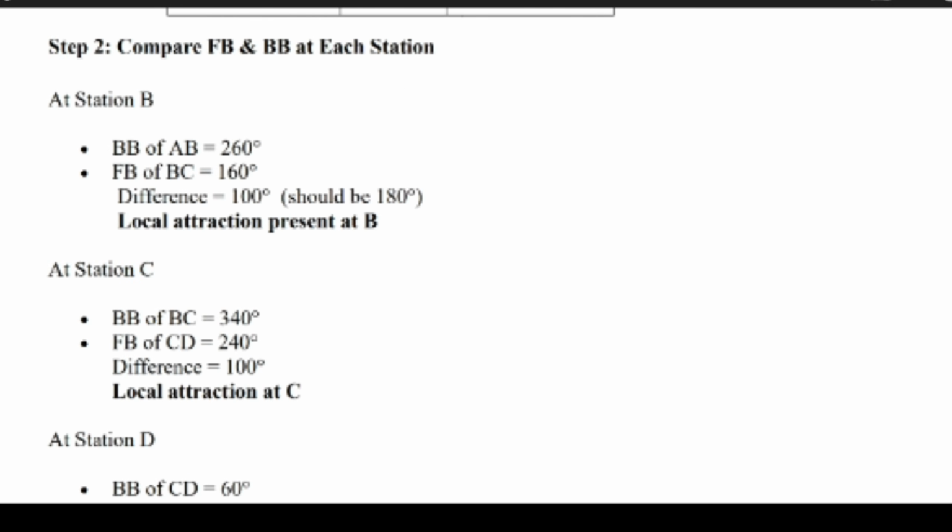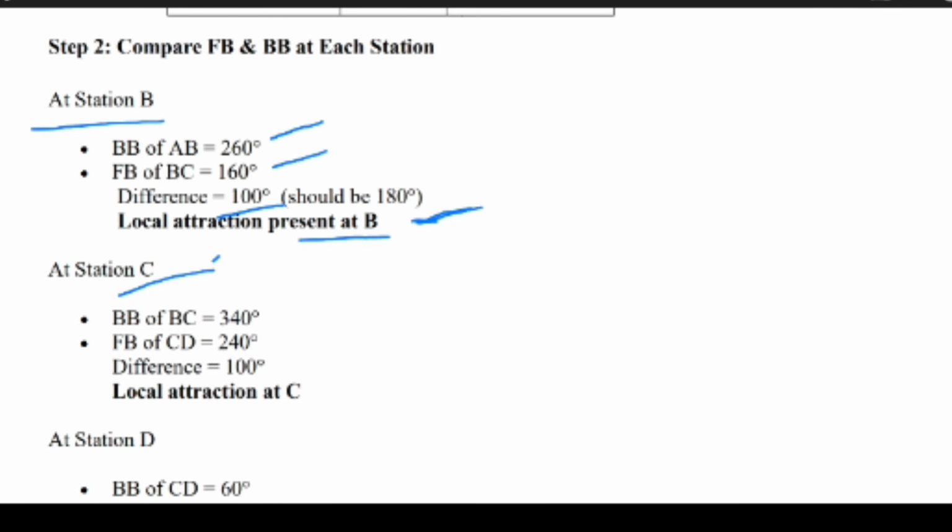I have to substitute the fore bearing value in the above equation. So now we need to find the fore bearing and back bearing of each station. Let us consider station B. Back bearing 260, fore bearing 160. If you take this difference, you get 100. It should be exactly 180 degrees. It is less than 180 degrees, so it is affected by the local attraction.